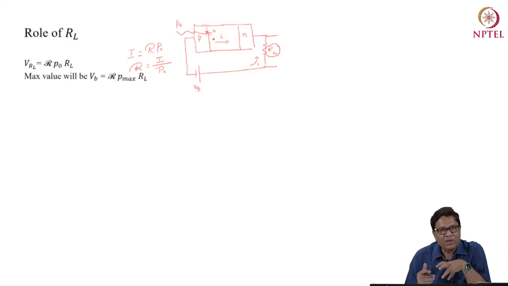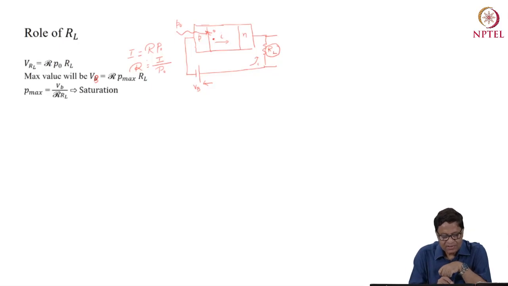So what is the maximum value it can have? The maximum value it can have is VB, which is the bias. This is equivalent to R, responsivity, into P max. So that is the maximum power, because if you incident more power than this, you will not get any additional current. It will get saturated. So that is the maximum power you can give to the device, into RL. So that is the maximum value of VB.